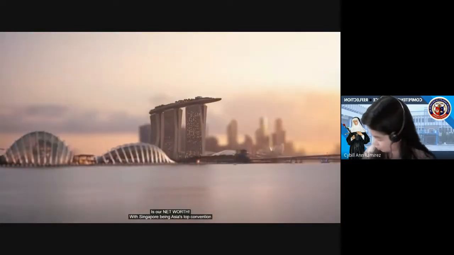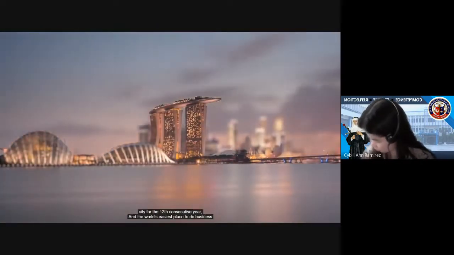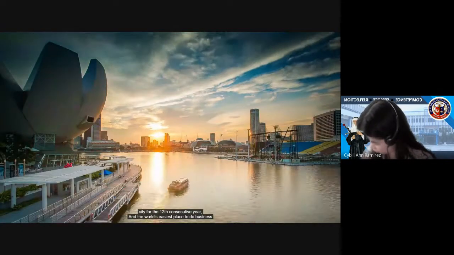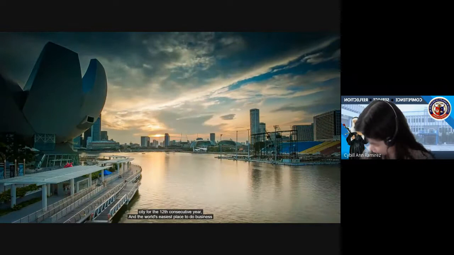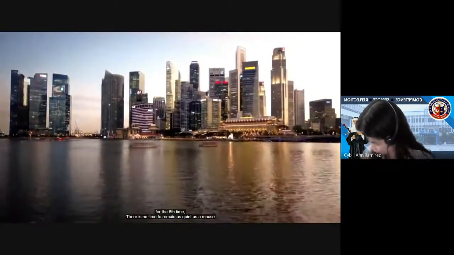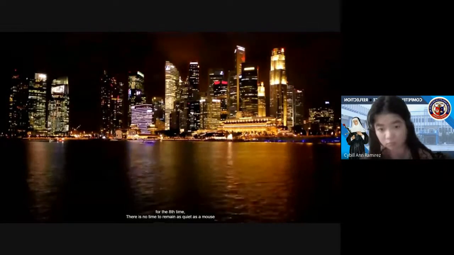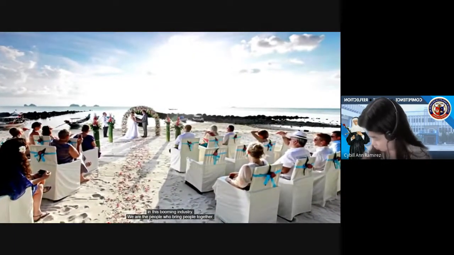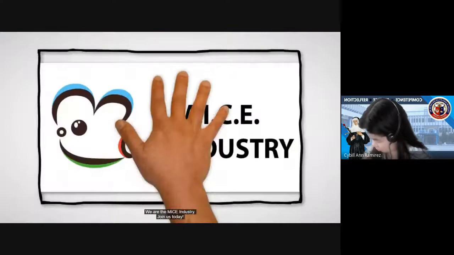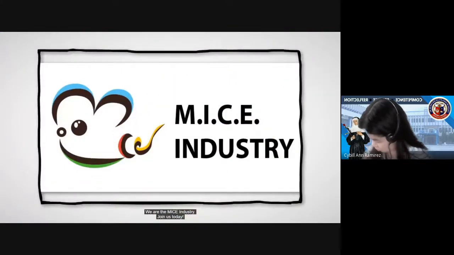With Singapore being Asia's top convention city for the 12th consecutive year, and the world's easiest place to do business for the 8th time, there is no time to remain as quiet as a mouse in this booming industry. We are the people who bring people together. We are the MICE industry. Join us today.